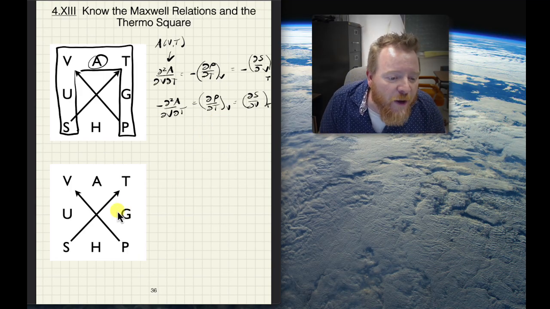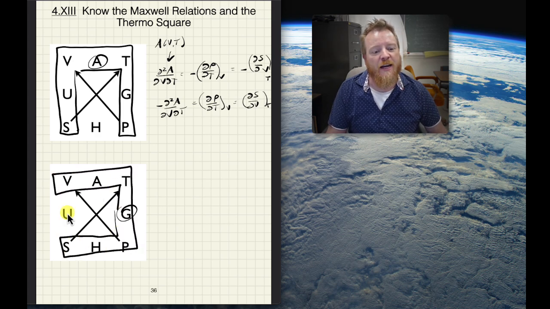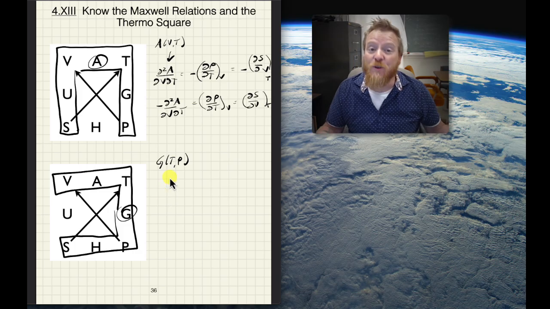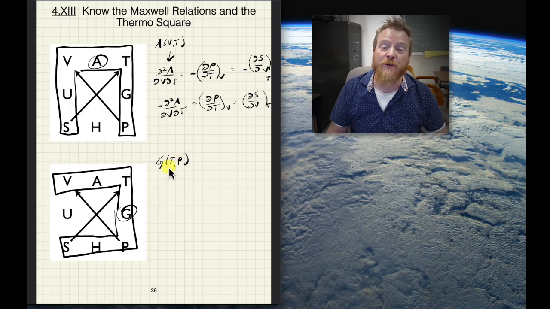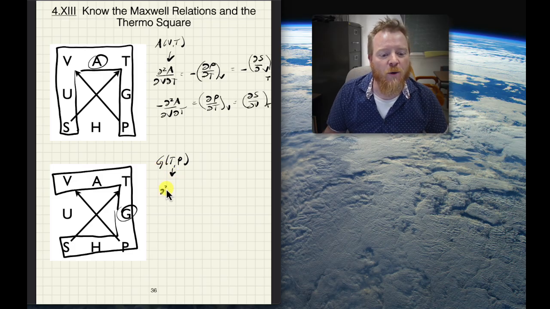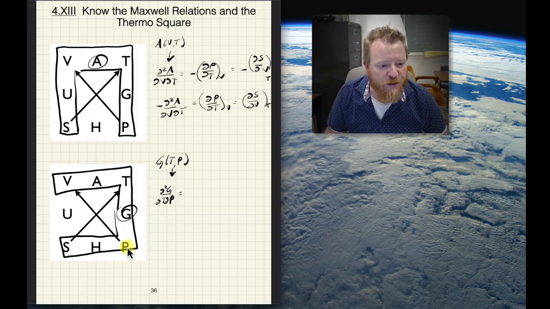And then finally, we're ready to do our Gibbs free energy Maxwell relation. So we circled Gibbs. We're going to draw the horseshoe again, this time rotated another 90 degrees. We can see G is a function of T and P, which, by the way, is why we love the Gibbs free energy in chemistry, because its natural variables are temperature and pressure, two things that we readily manipulate in a chemistry laboratory.